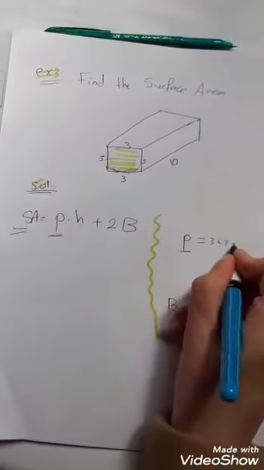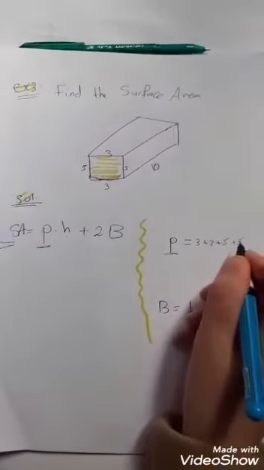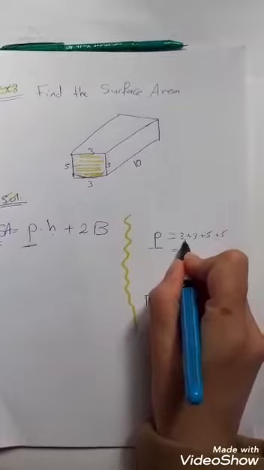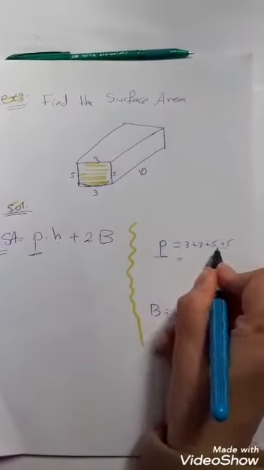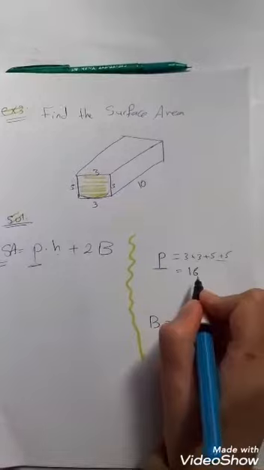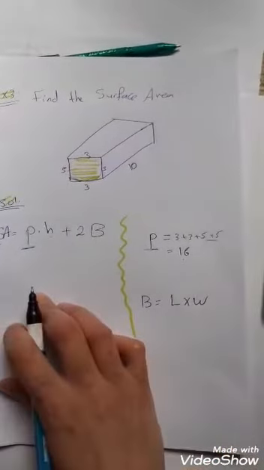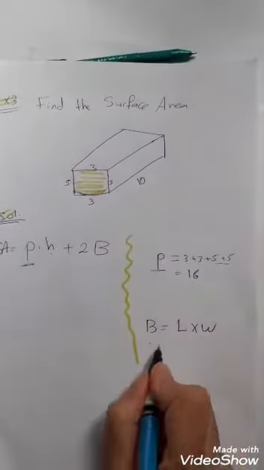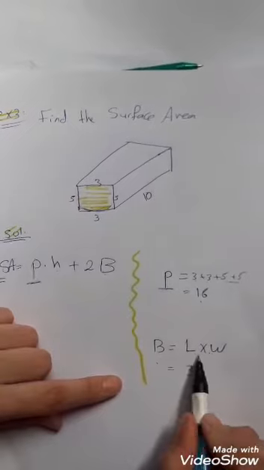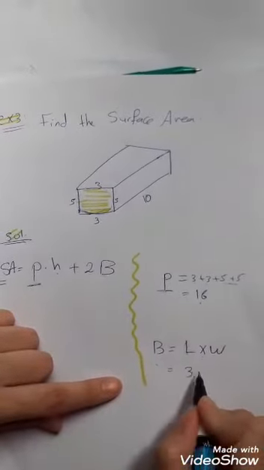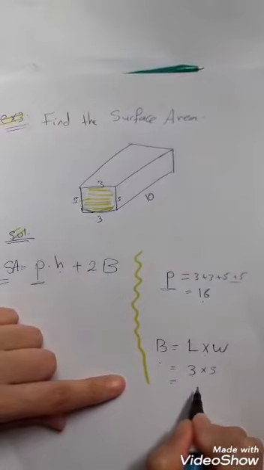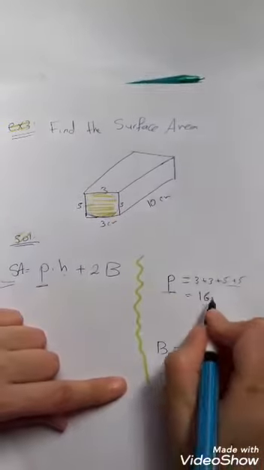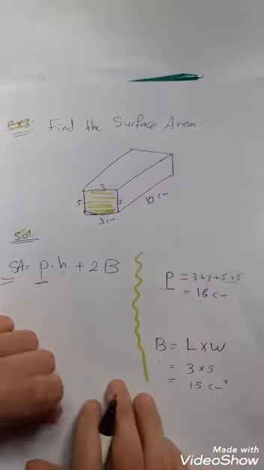So 3 plus 3 plus 5 plus 5: 3 plus 3 is 6, and 5 plus 5 is 10, so 16. The perimeter is 16. Now, to find the area of the base, it is length times width, which is 3 times 5, 15. Let's say this is centimeters, so the area is 15 centimeters squared.